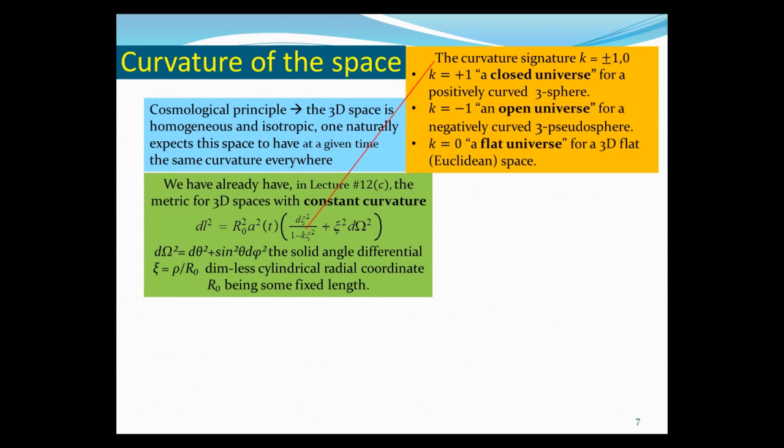For k equal +1, we're talking about a positively curved 3D space, and we say that we have a closed universe. For k equal to -1, we have a negatively curved 3D space, or 3-pseudosphere. We call this universe an open universe. k equals 0 is a flat universe, for flat 3D space.